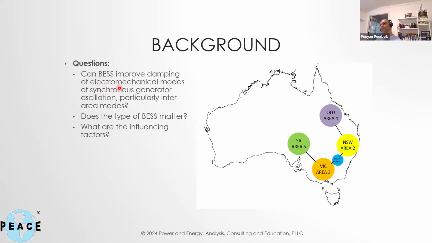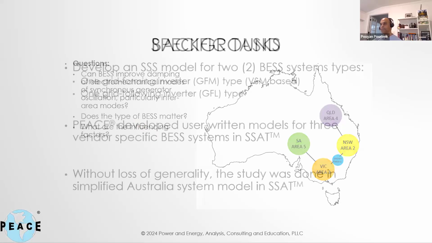Particularly, the question in this context was on BESS, battery energy storage. And does it matter also what type of grid? Is it grid forming or grid following? Is one better than the other for doing this kind of damping, or does it matter? And what are other influencing factors? So those were the questions that we're going to try to dive into here.